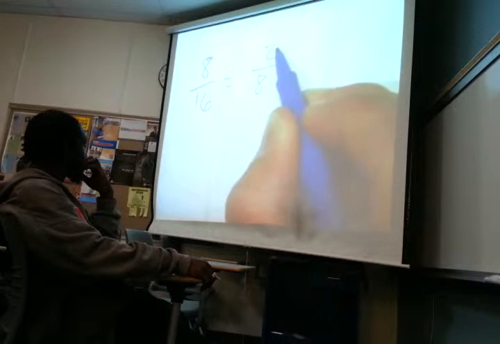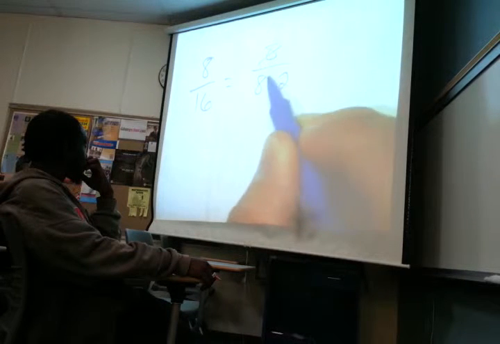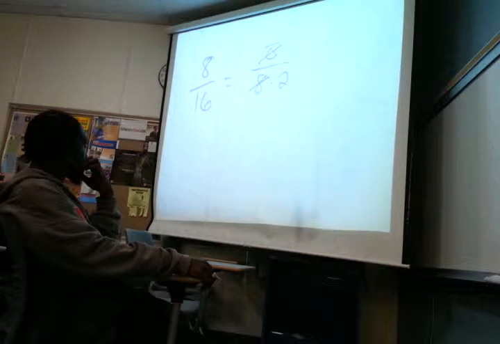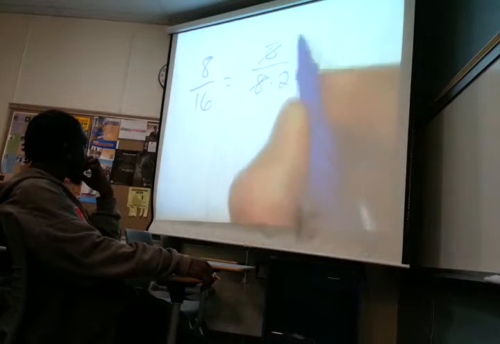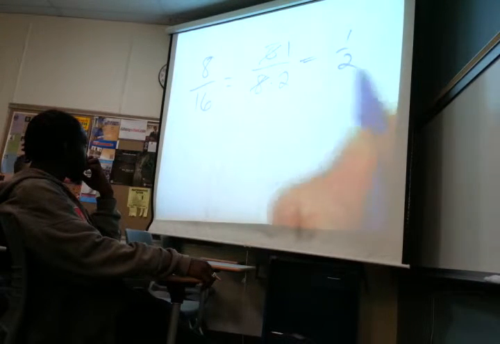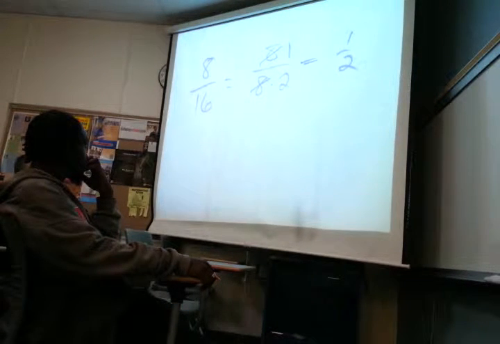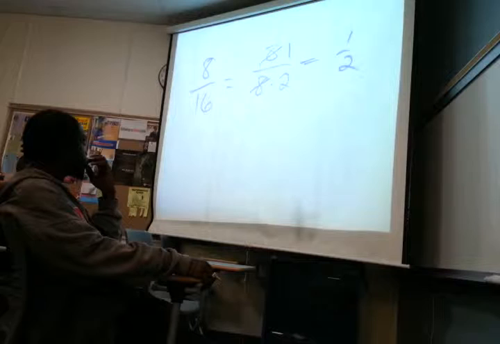So hopefully it's very obvious that these guys desperately want to go away. And in fact, 8 divided by 8 is 1. And that's why at the end you just end up with 1 half. And another whole different way to look at it is, 8 is 1 half of 16, so 8 sixteenths represents half of something. I mean, that's the other way to look at this fraction.